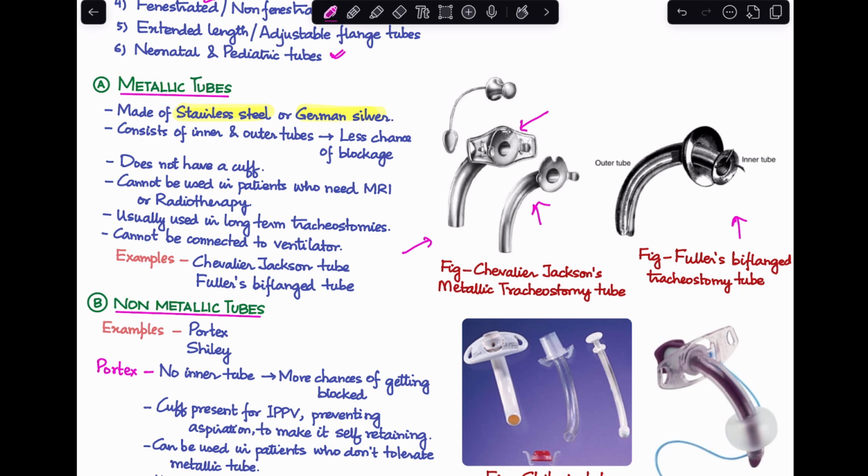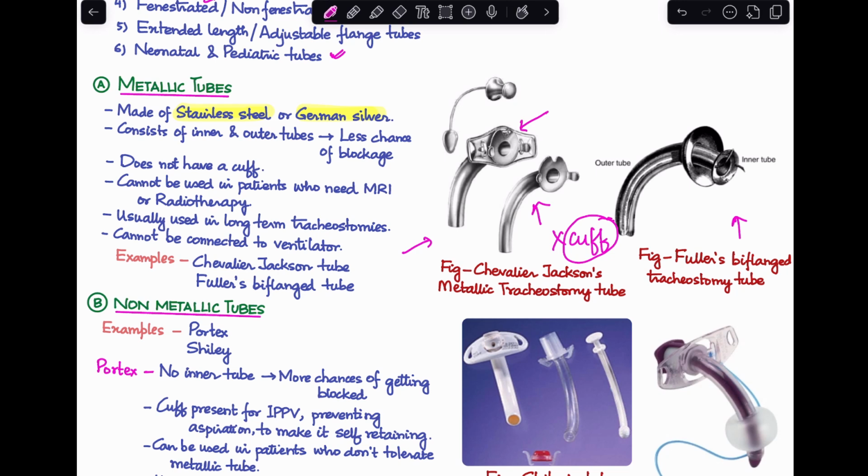And metallic tubes do not have a cuff, so that is something to keep in mind. Therefore, metallic tubes are not used when you are just performing a tracheostomy in the patient and you're inserting the tube. The first tube should not be a cuffless tube. So in them, we will not prefer to use a metallic tube.